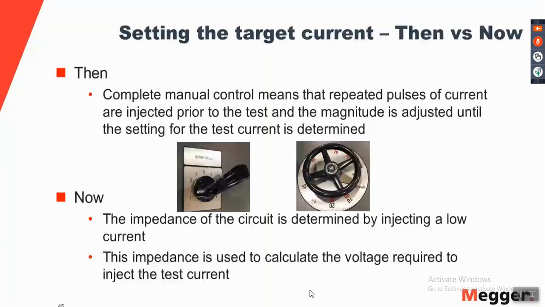in continuous mode. In modern test sets, the impedance of the circuit is determined by the test set. So the test set injects a low current before it starts the actual test, and it determines what the impedance is. From that impedance, it gauges the voltage that is required to inject the test current needed to do the test.